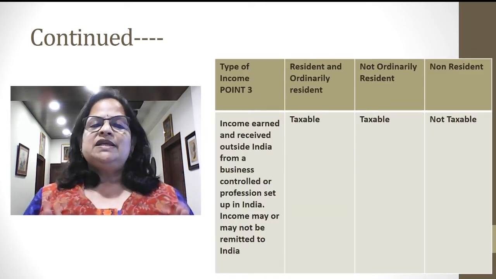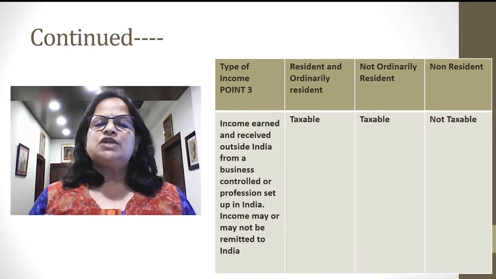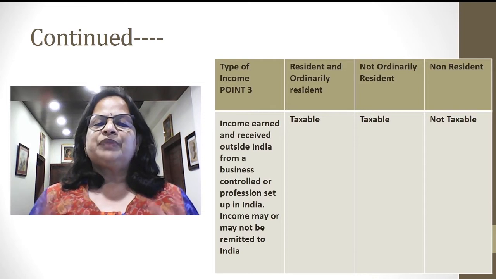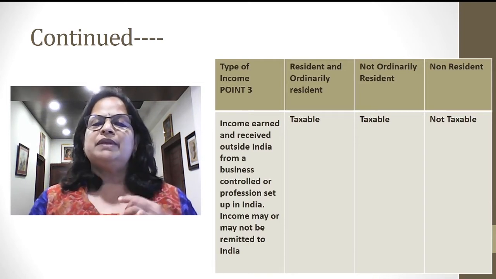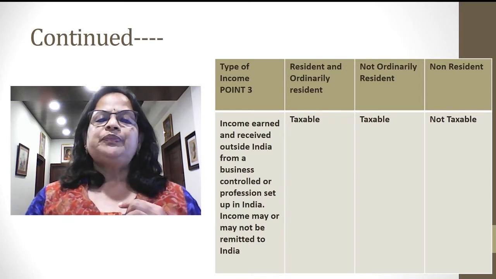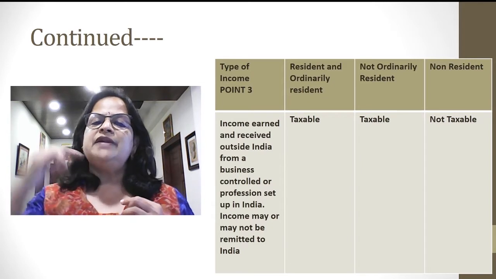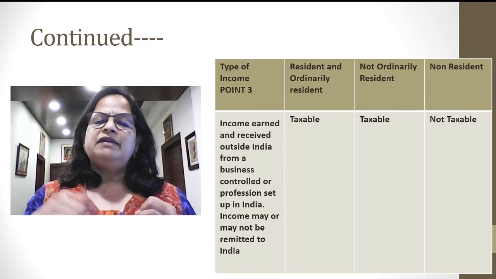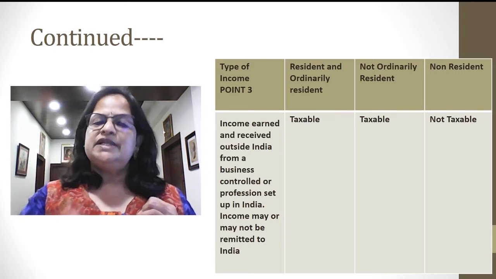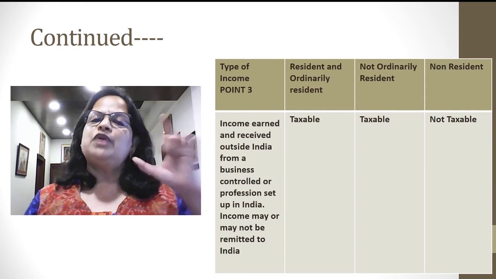Rule number 3 is income earned and received outside India from a business controlled or profession set up in India. Income may or may not be remitted to India. This point is very, very important. You have to remember that. Point number 3 is a business set up in India, with income earned and received outside India, meaning from a foreign country. And another thing you have to remember is that the business is registered in India or the profession is registered in India. This point has a relevance with point number 5.